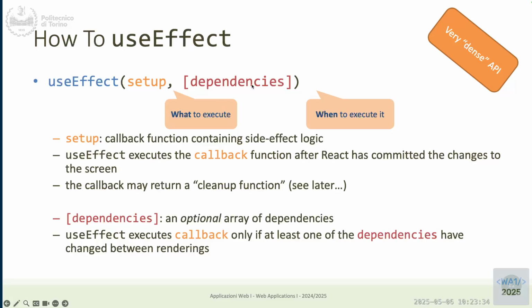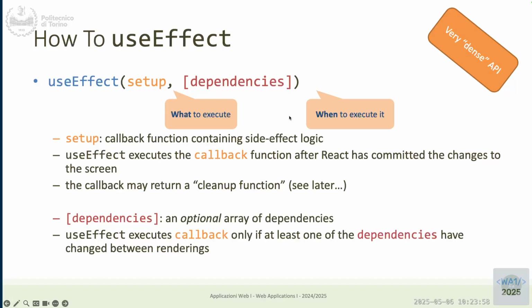And then the second parameter is an array of dependencies. And according to how we define this, we have 4 different cases. What I say is that the API for useEffect is very, very dense, because it seems a very simple hook, but it has a lot of special cases in that.